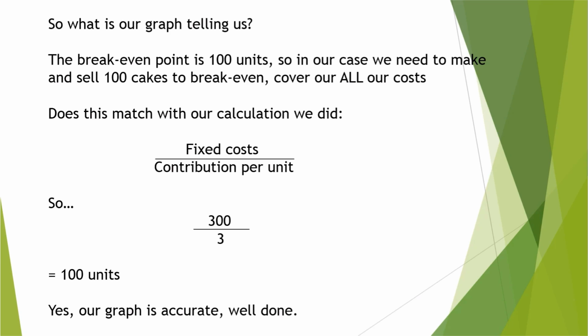So does this match up with the calculation? The break-even point is saying on our graph that it's 100 units. So in our case, we need to make and sell 100 cakes to break even. That's covering all our costs. Does this match with the calculation we did? Well, the calculation is fixed cost divided by contribution per unit. So £300 divided by 3 equals 100 units. So yes, our graph is accurate and very well done.